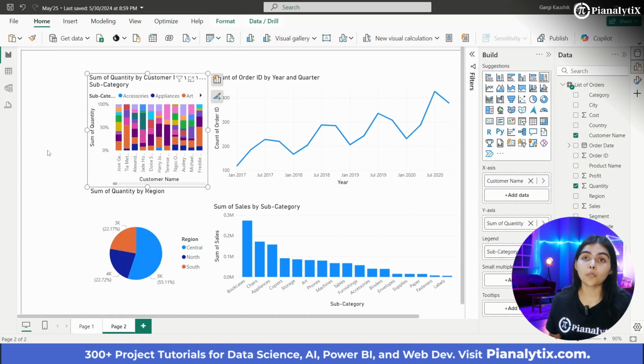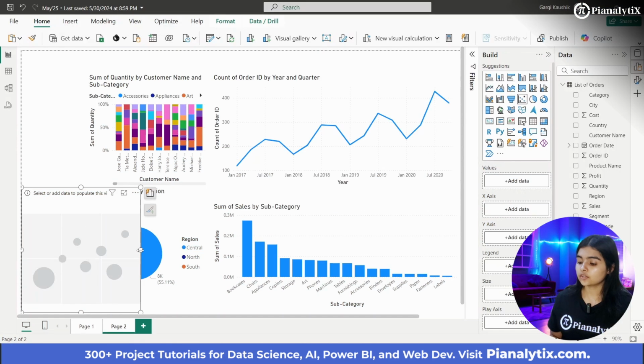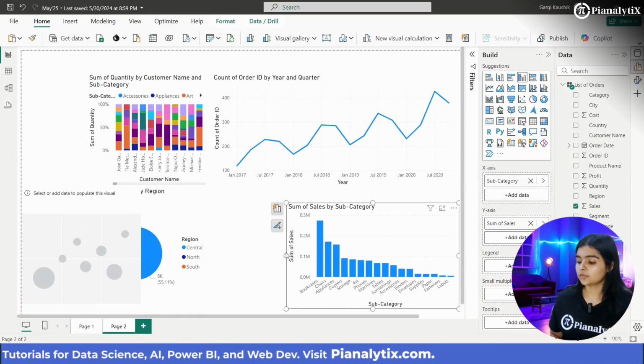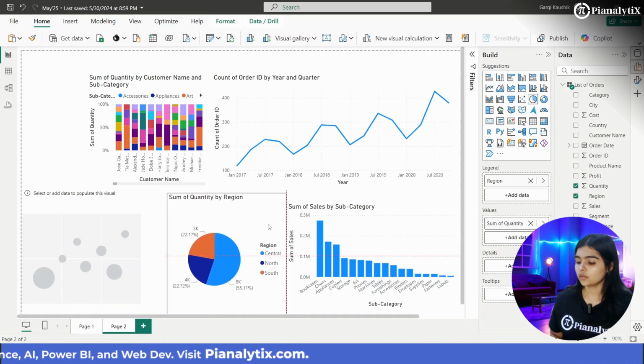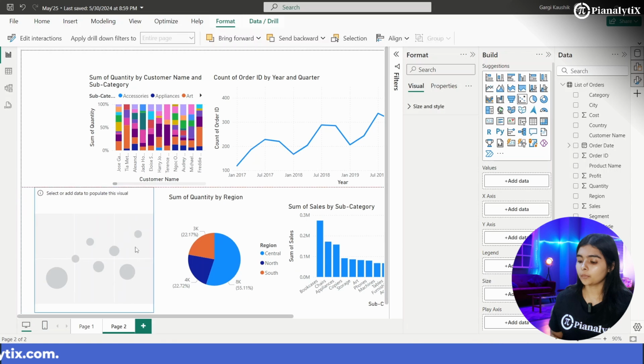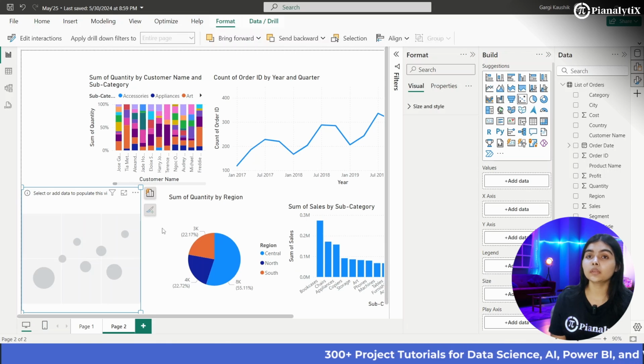Again, this is a very, very important visual in Power BI. Now, the fifth very important visual I would say is the scatter chart. Scatter charts can be a little complex to start with. I will make space for this. Basically they are used to see the correlation between two variables according to a particular category.